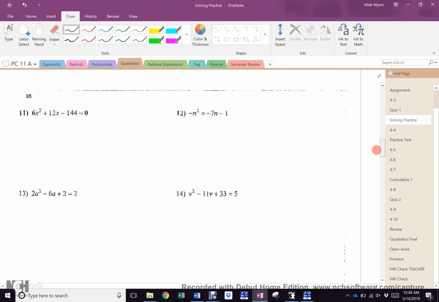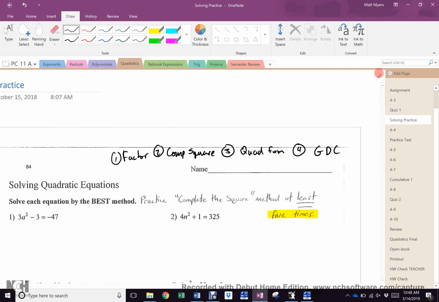I only want you to try a maximum of 5 with the GDC tomorrow. Okay? So you got to do at least 5 complete the squares, maximum of 5 with the GDC. All the rest of them, you're either using factoring or the quadratic formula. Or you can do complete the square more than 5 times if you're comfortable with it. Okay? But I don't want you using the graphing calculator for more than 5 of them. Everything else at your discretion.